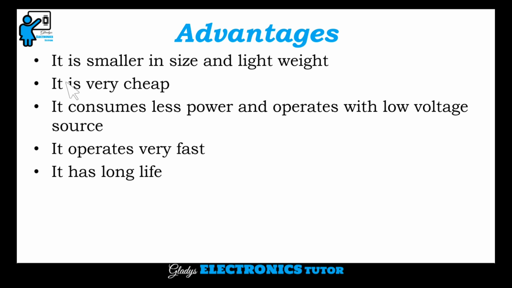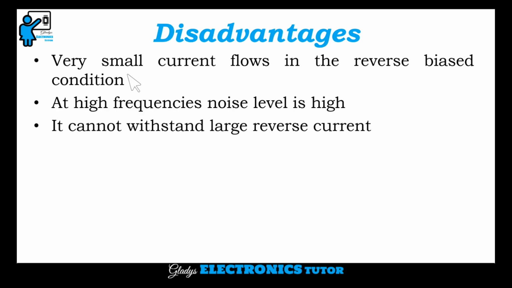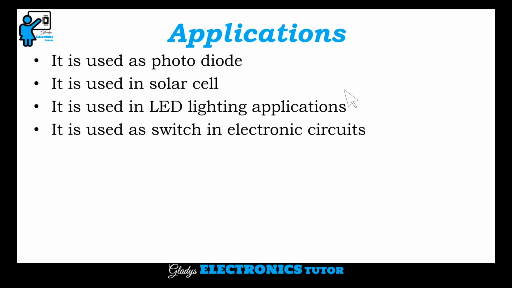The advantages are, it is smaller in size and lightweight, it is very cheap, it consumes less power and operates with a low voltage source, it operates very fast, and it has a long life. Disadvantages are, very small current flows in the reverse bias condition. At high frequencies, noise level is high, and it cannot withstand large reverse current. Applications are, it is used as photodiode, in solar cells, in LED lighting applications, and as a switch in electronic circuits.